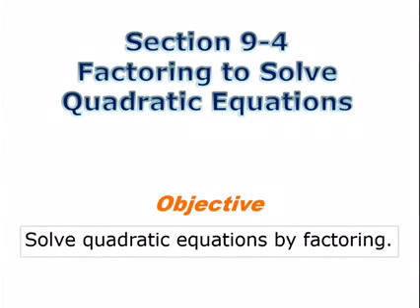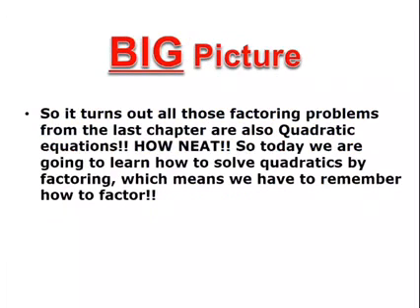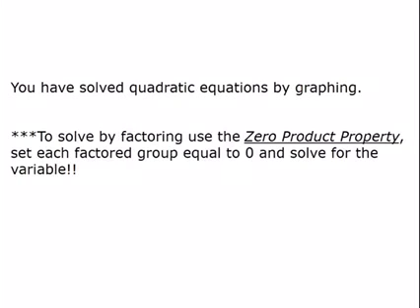Section 9.4, factoring to solve quadratic equations. So we're going to solve quadratic equations by factoring. We've already looked at solving by graphing, so now we're going to talk about solving by factoring using something called the zero product property. The zero product property essentially says that when you factor something out, you can set each of the factored pieces equal to 0 and then solve for the variable. So we're adding one step to factoring, which would be setting equal to 0 and then solving.